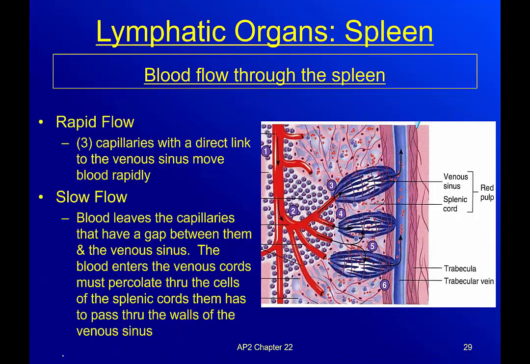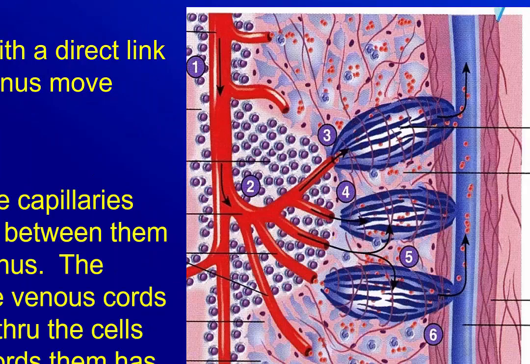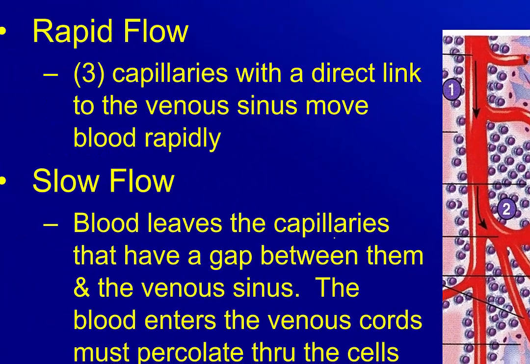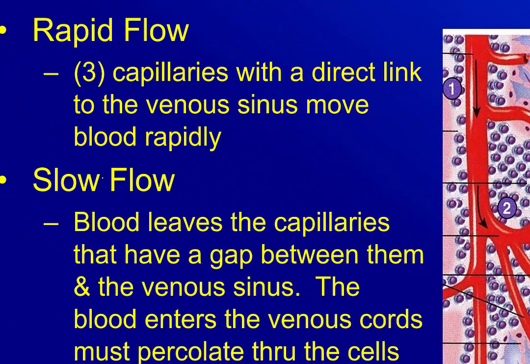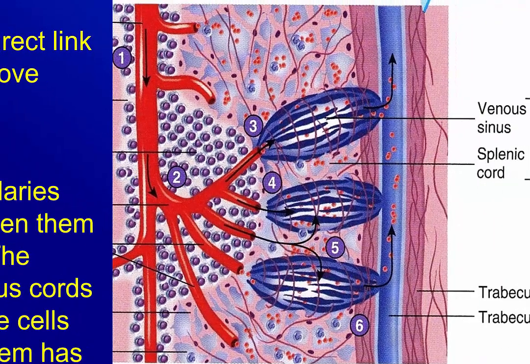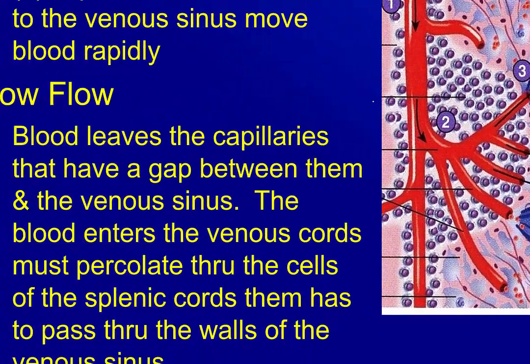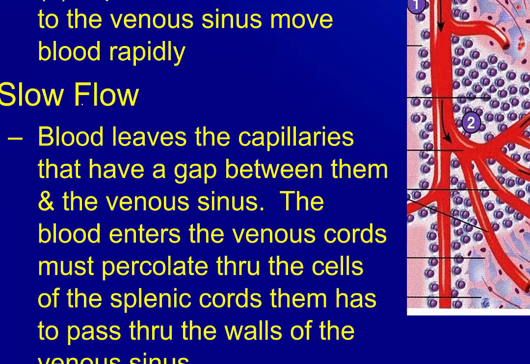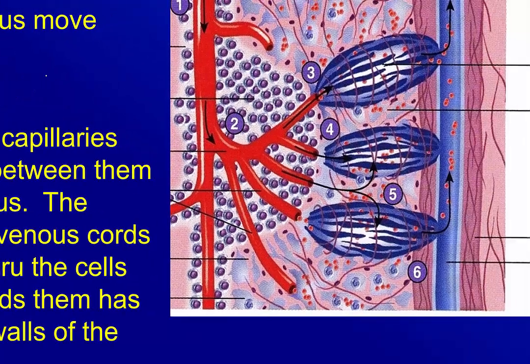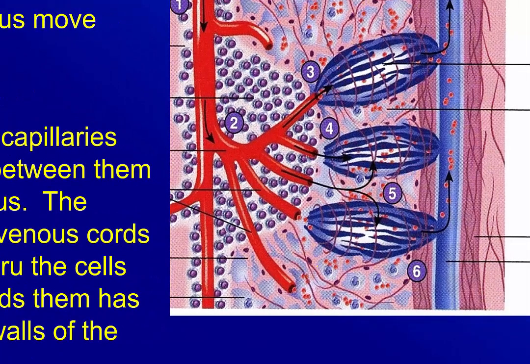So again, looking at this, you've got 2 types of flow here, rapid and slow. The directly linked capillary, this is rapid flow. I literally just follow the tubing and I'm through into the splenic vein. However, the slow flow that I'm talking about is when it leaks out and it actually has to wiggle its way through all of these fibers to get to the other side.